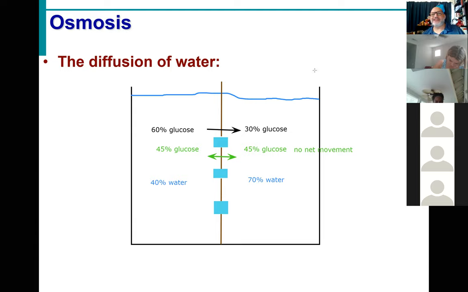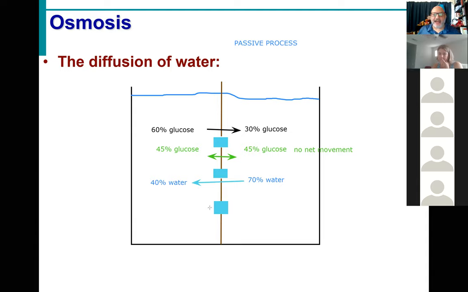Nope, you don't actually need energy. This is a passive process. Remember, osmosis is a passive process. So I'm not using any energy, I'm not using any ATP, but water will absolutely move. And which way will water move in this case? From 70% to 40%. Yeah, water is going to move to the left. Absolutely.